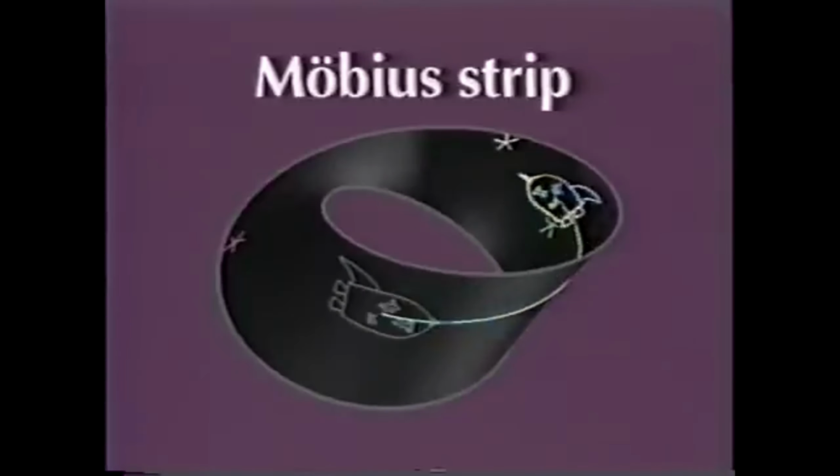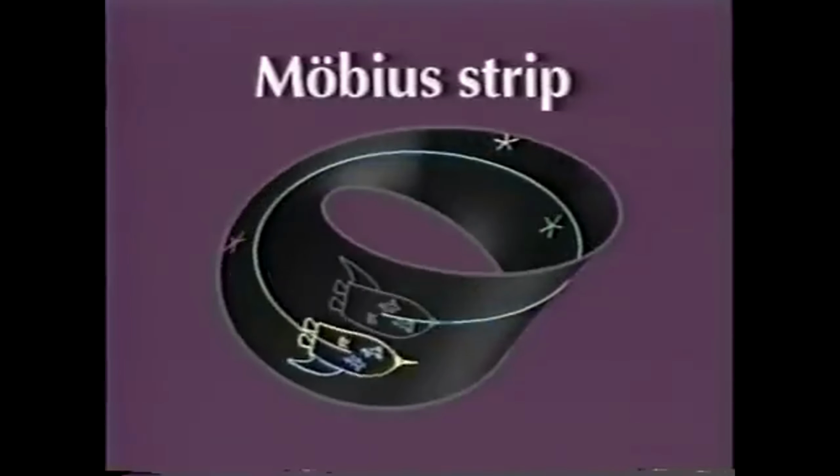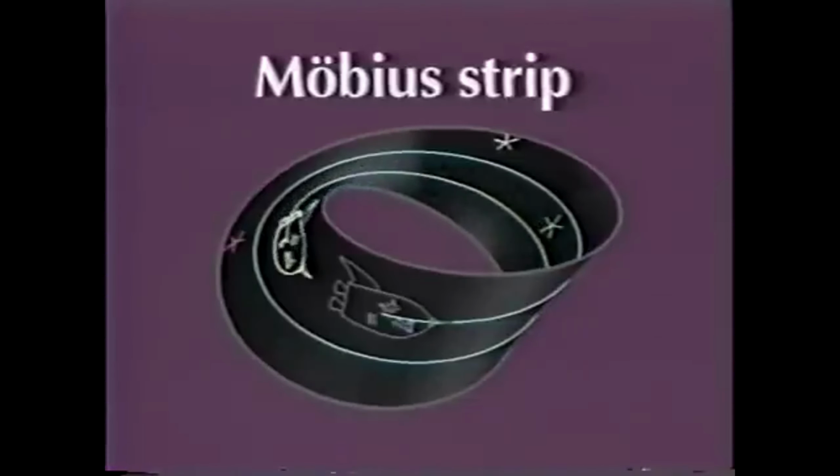When the spaceship takes a trip around, it comes back upside down. The flip makes a difference in the shape of space. A second trip restores it to its original condition. Let's watch the trip again on the original square.